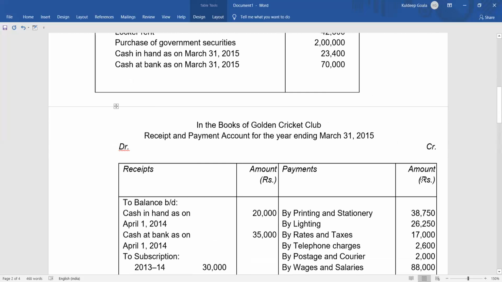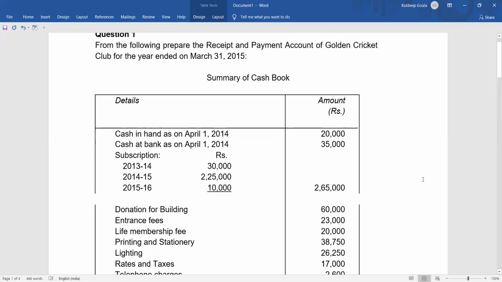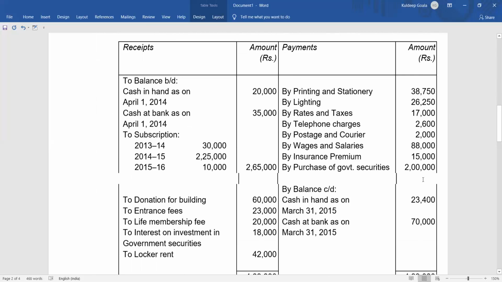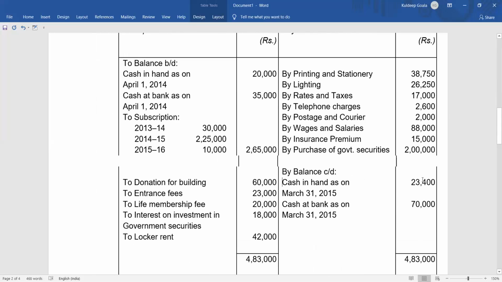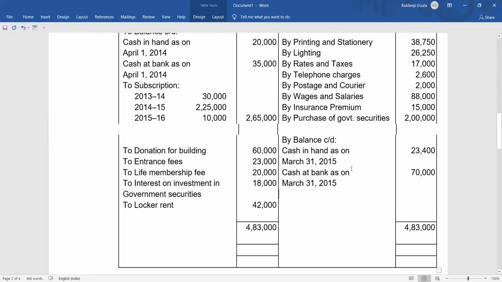Now we can see that all the items are over, isn't it? So once all the items are over, we will do the balancing. But as I already told you, in this particular question, both the closing balances of cash in hand and cash at bank are given. Since both the balances are already given, there is every possibility that both the sides will be equal. So just simply do the totaling. You can see that the total of both sides is 4,83,000 and 4,83,000.